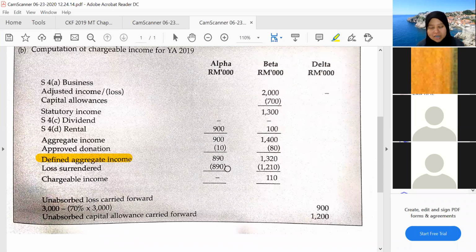It doesn't matter how you give. You can give to Alpha first, 890 in full, then the balance to be utilized by Beta. You can also give to Beta in full and the balance to Alpha. It doesn't matter as long as in total you do not exceed that 2,100. For Delta, the balance, that 30%, will be carried forward to the next period, and also the unabsorbed capital allowance is carried forward for Delta to the next period. So this is the group relief part. The loss surrendered here, we deduct after the defined aggregate income. In total it must be 2,100, but you can also give, for example, 800 to Alpha and 1,300 to Beta. That is also allowed. All right.